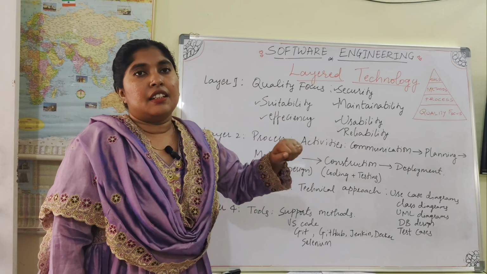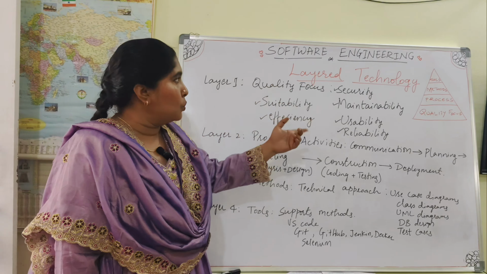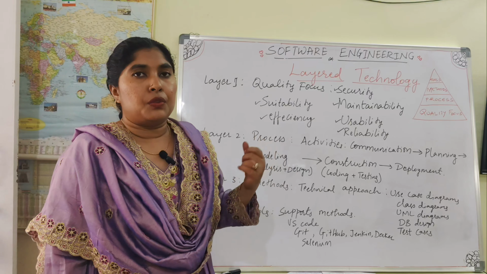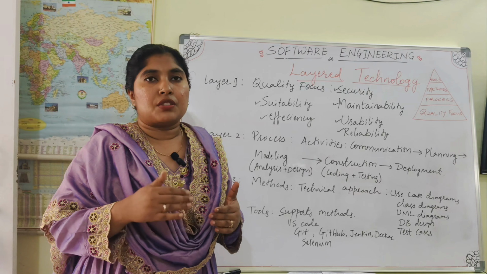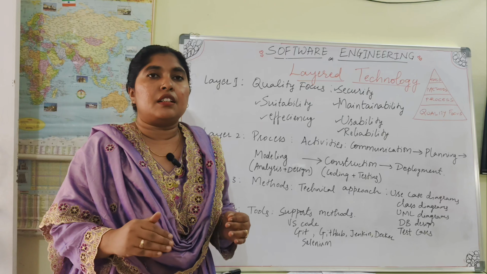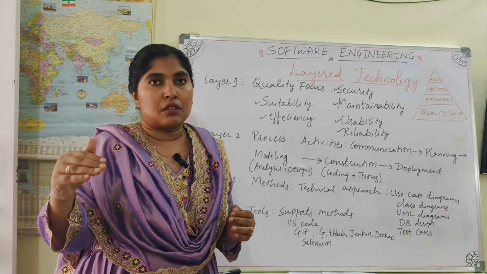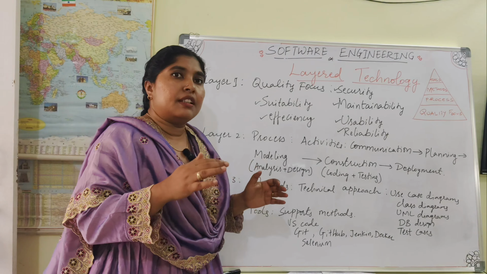To explain each layer in detail, the 4 layers are quality focus, process, methods, and tools. First we will take layer 1, quality focus, which acts as the foundation for the development of the software. The qualities the customer decides during the requirement analysis phase, the first stage of the software development process, need to be considered throughout the process of software development, and carried out till the end of the process.